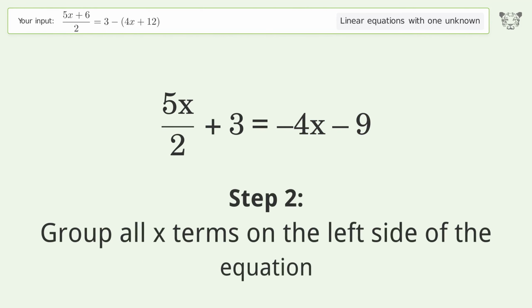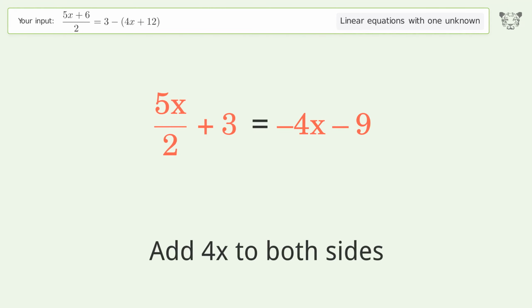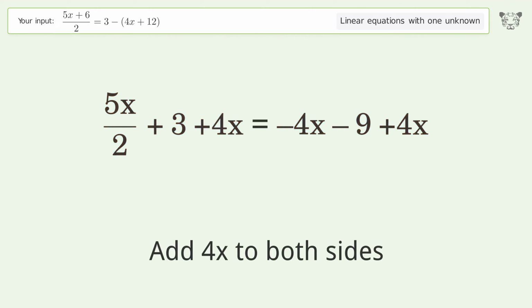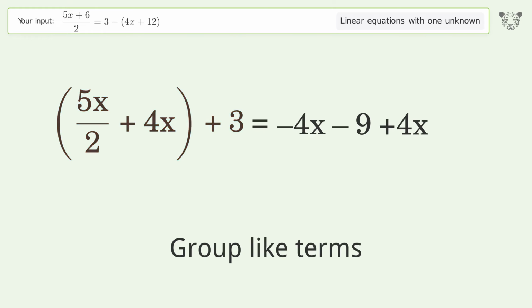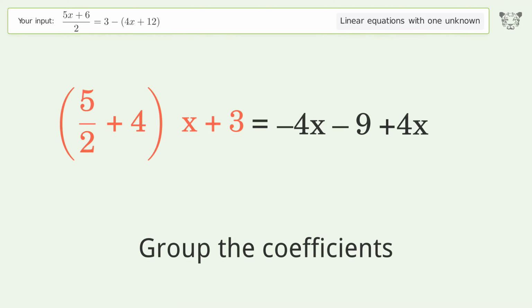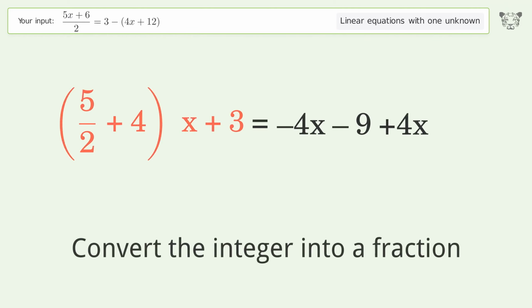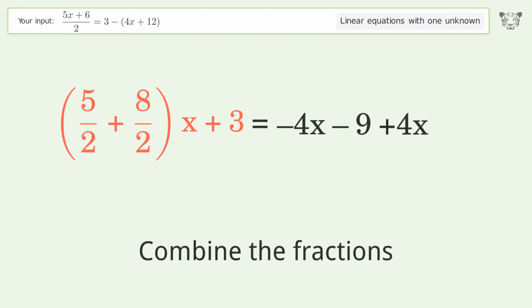Group all x terms on the left side of the equation. Add 4x to both sides. Group like terms. Group the coefficients. Convert the integer into a fraction. Combine the fractions.